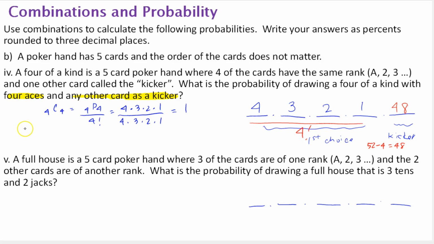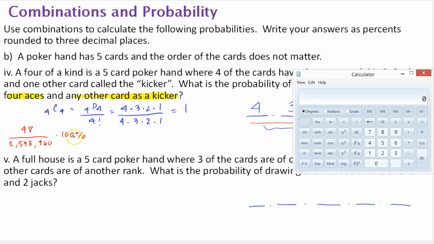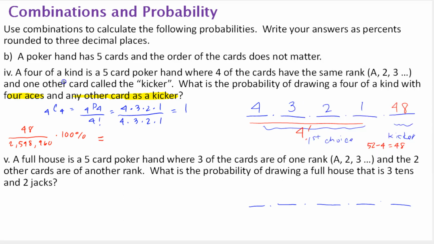So for this probability, we have 48 over the sample size. So here's the sample size times 100%. So this is going to be very teeny, 48 out of 2.6 million. So 48 divided by 2598960 times 100. To 3 decimal places, the 8 would round up the 1 to a 2, so it's 0.002%. So it's very unlikely to get a 4 of a kind that are all aces.